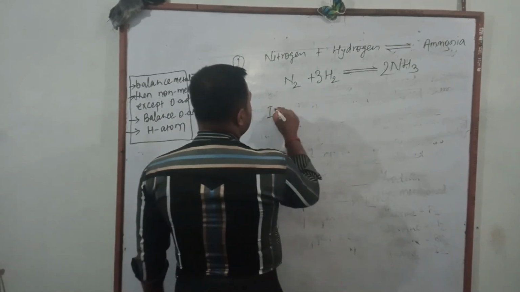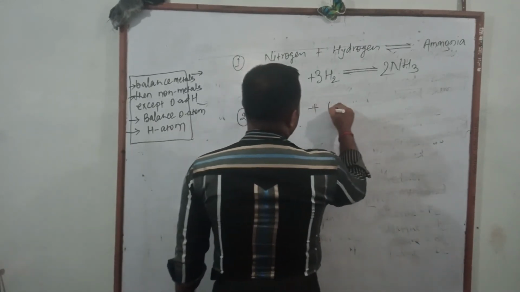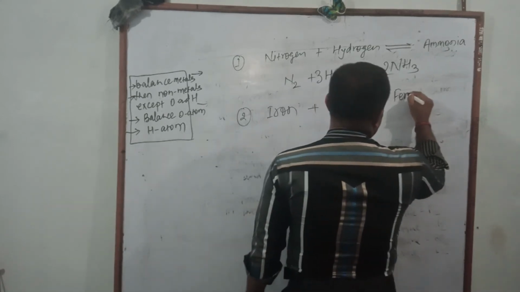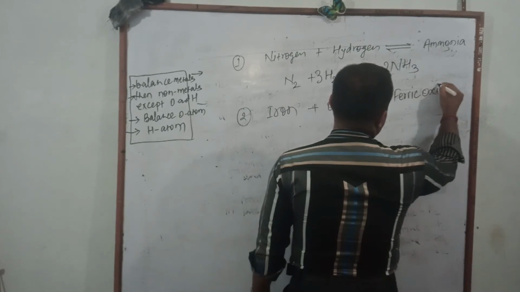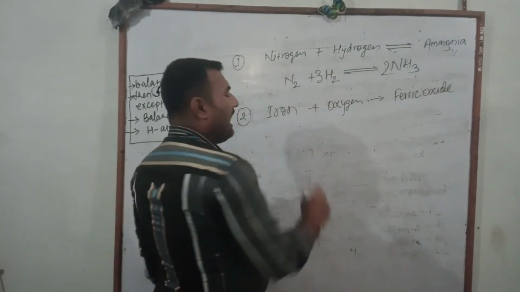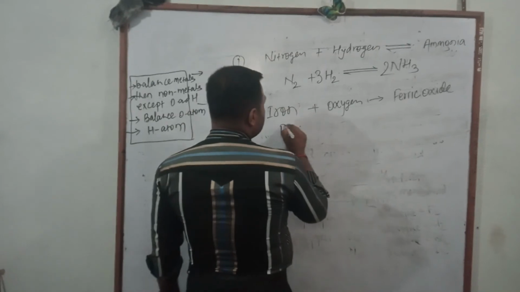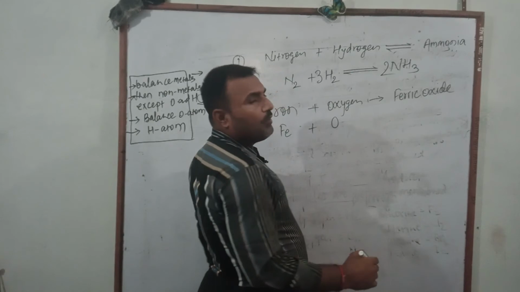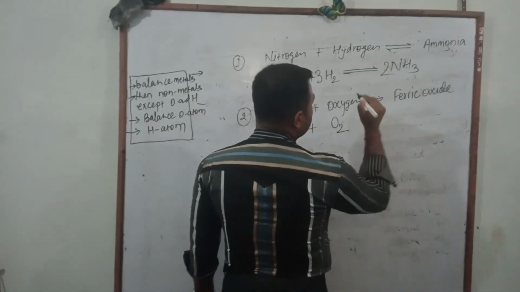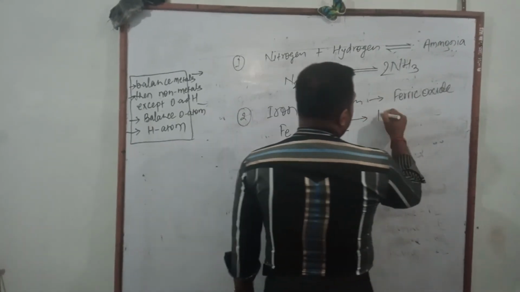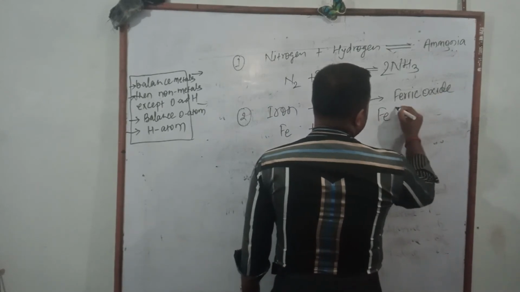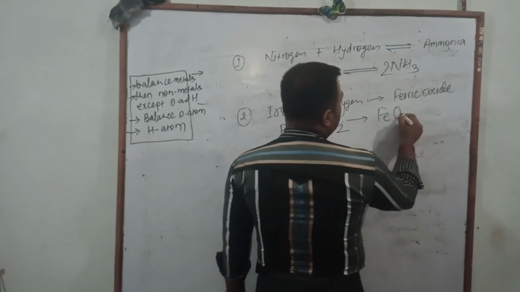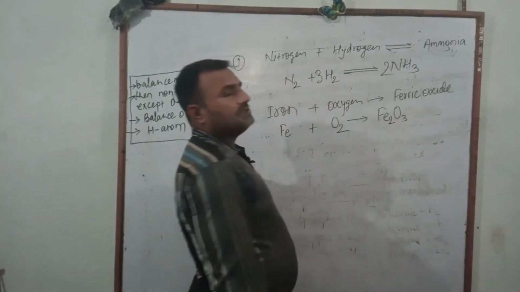Another, we can write a word equation like iron plus oxygen gives ferric oxide. Iron is represented by Fe. Oxygen is represented by O, but it is diatomic, therefore we write O2. Now ferric oxide: Fe, iron, and oxide, O. Iron has 3 valency in ferric form, oxide has 2 valency, so Fe2O3.